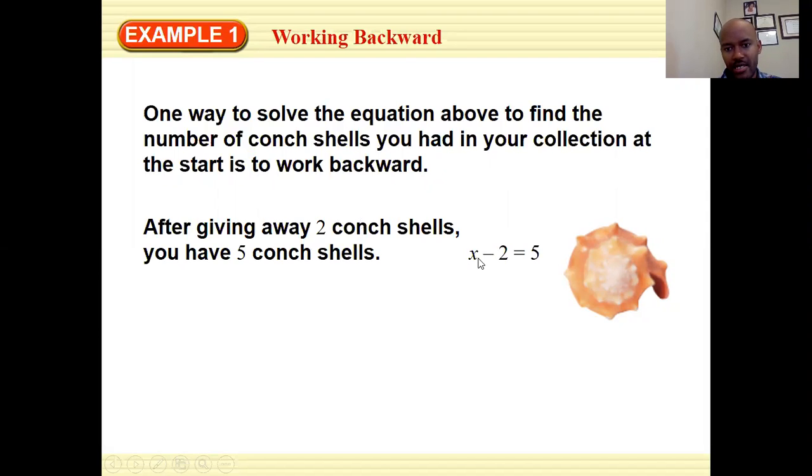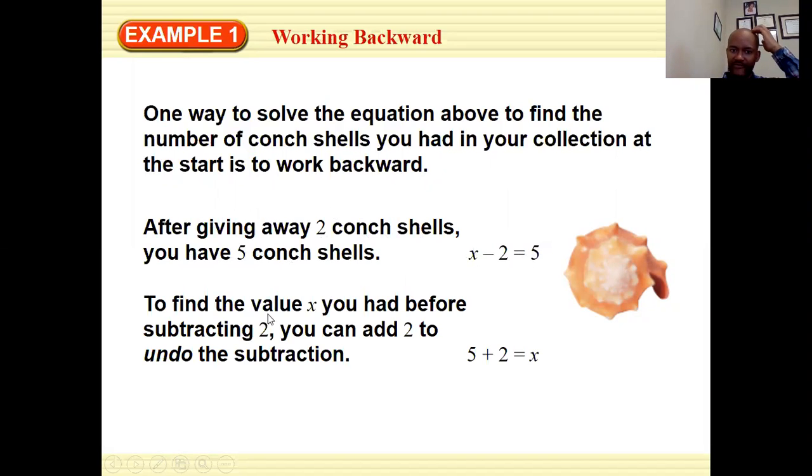You had X amount of conch shells, then you gave away 2, and you end up with 5. How many conch shells did you have at the beginning? After giving away 2 conch shells, you have 5. So working backward means that to find the value of X, you add 2 to undo the subtraction. And this is teaching us a fundamental principle.